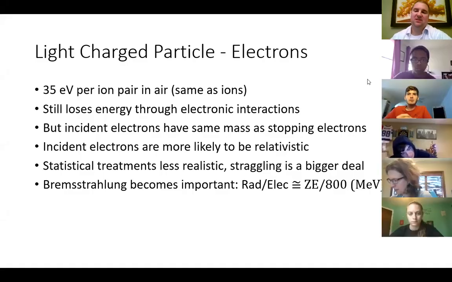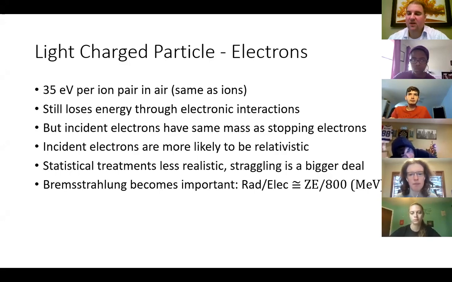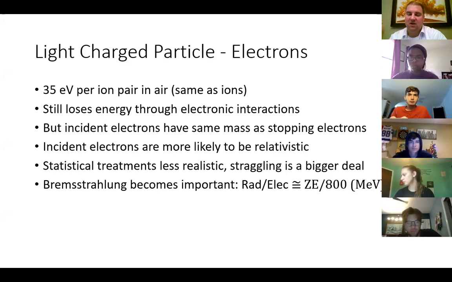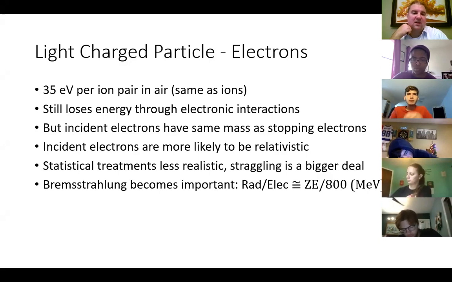So where we stopped yesterday, we had just been talking about the interaction of radiation with matter, and we had started with heavy charged particles like alpha particles and protons, and we had also looked at some other ions as examples like gold. So we're going to switch now, and we're going to talk about electrons. Now that we've got a good foundation with understanding how stopping power works and how range works, we're going to look at light charged particles like electrons.